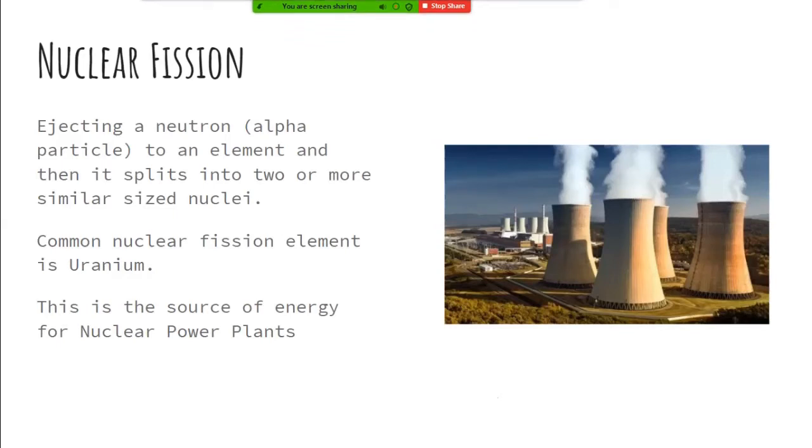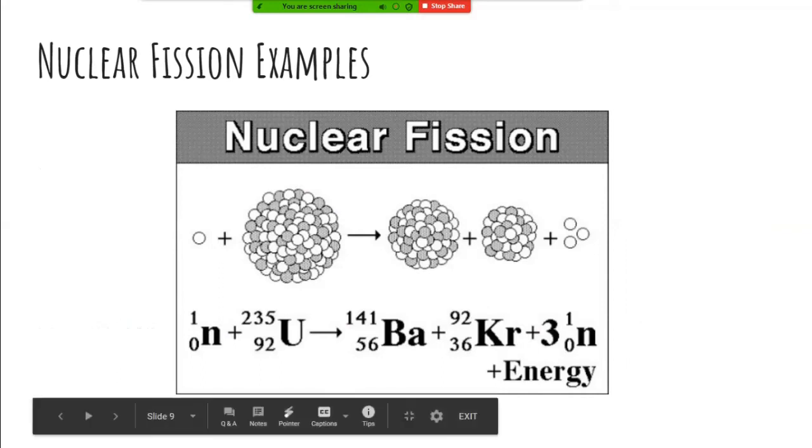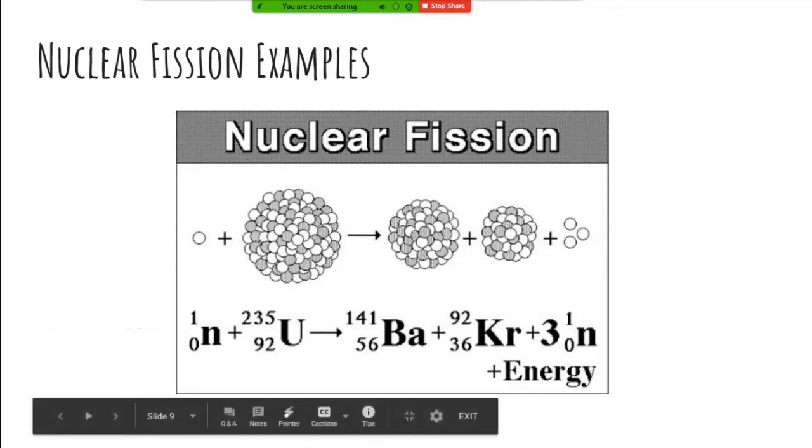A common element used for this is uranium, and that's a common element that we use for nuclear power plants. Nuclear fission is what we use to power nuclear power plants, because there's usually a lot of energy released. So here's an example of uranium. We have a neutron being injected into a uranium-235. And we see here it becomes barium-141 and krypton-92 with 3 neutrons.